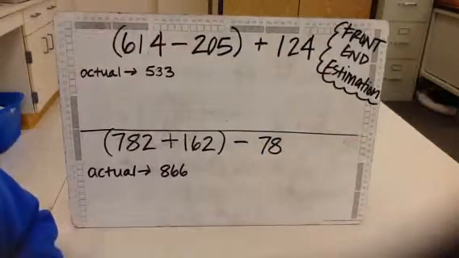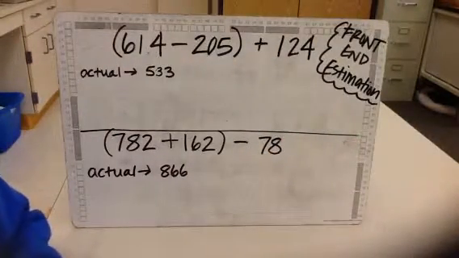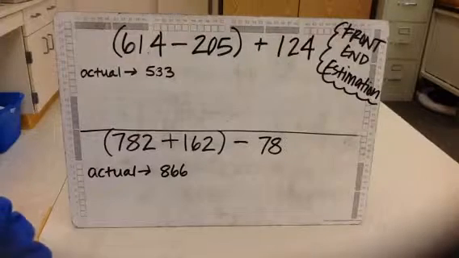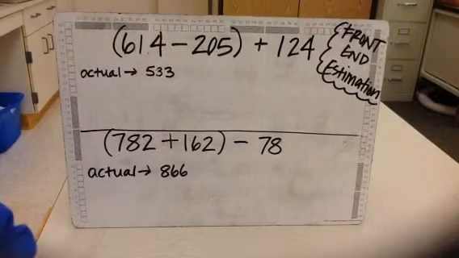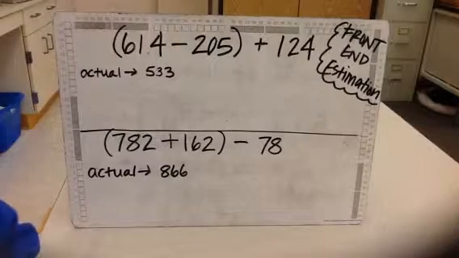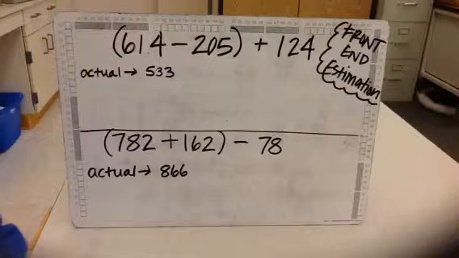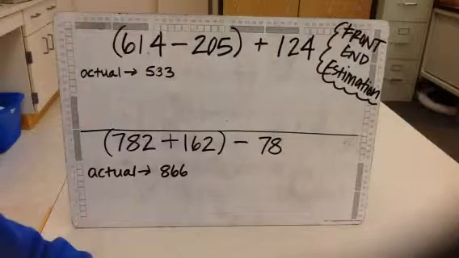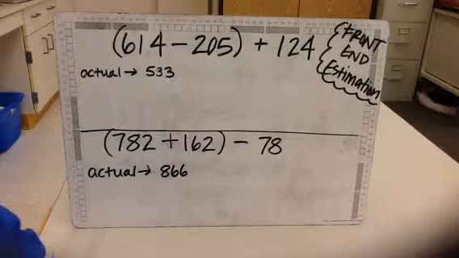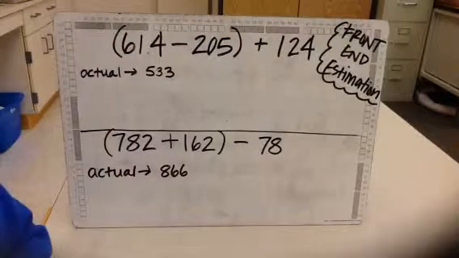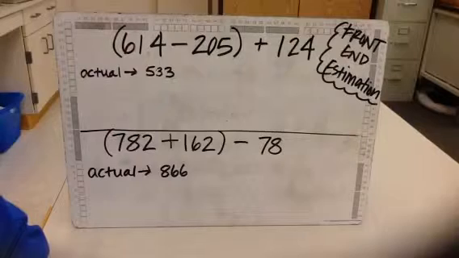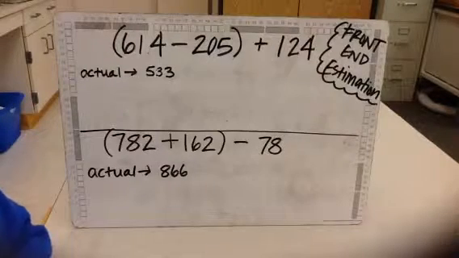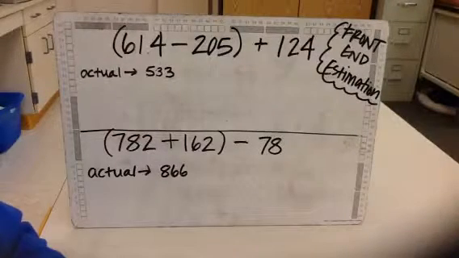So estimation is when we use numbers that are nearby the actual numbers from the word problem or the number story or the equation. And it lets us determine, if we compare our estimate to the actual answer, if they're close to each other, then that actual answer is pretty accurate and pretty reasonable. If they're very far apart, then we need to rework through that problem and try it again.